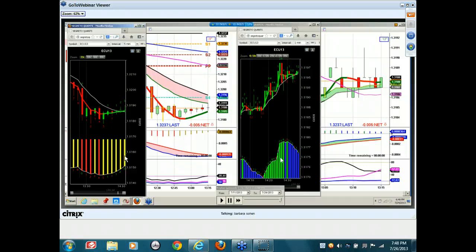Some of you are coming up with some questions. Let me take a look really quickly. Okay, Scott, to answer your question, the gray line closely mimics the 13 moving average.